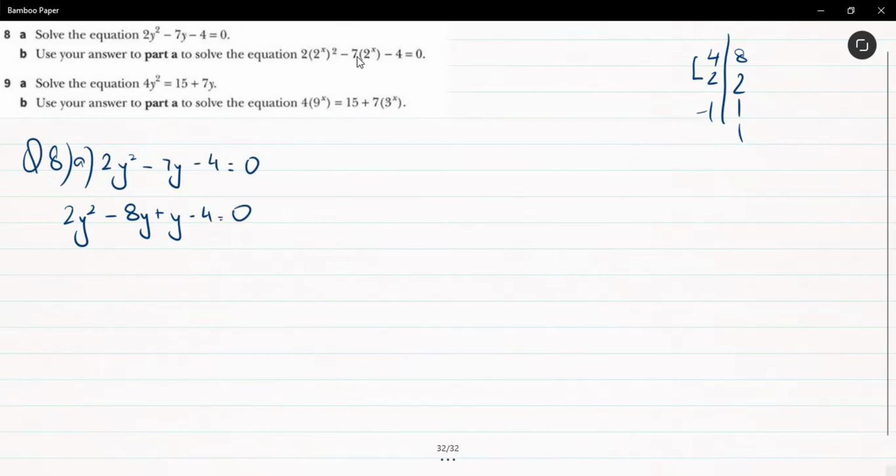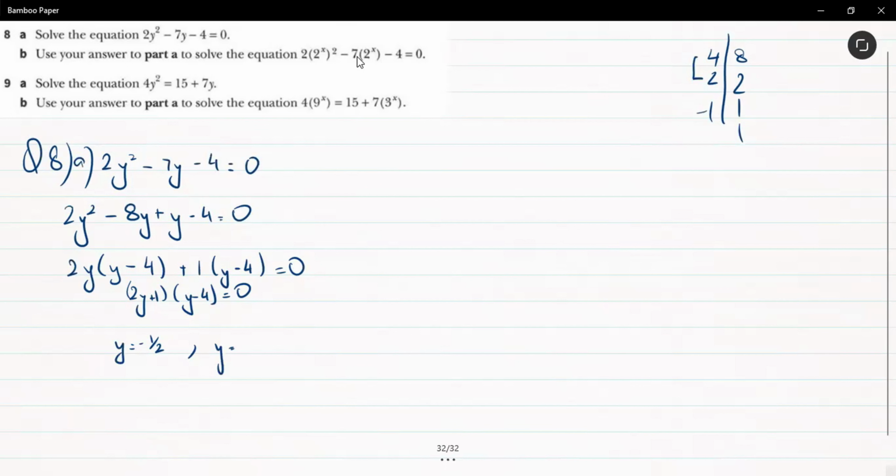So now, let's simplify this equation. 2y is the common factor. Y minus 4 here, plus 1 as the common, y minus 4 here is equal to 0. So we have 2y plus 1 in the bracket and y minus 4 here is equal to 0. Then we have y is equal to negative 1 over 2 and y is equal to positive 4. Now the thing is, we have two values for y. What we are going to do now is solve part B.